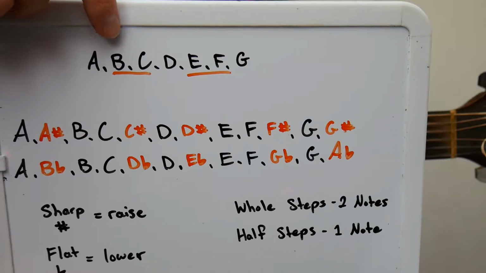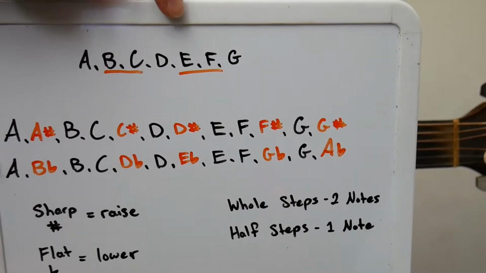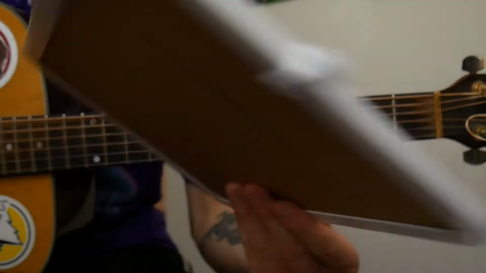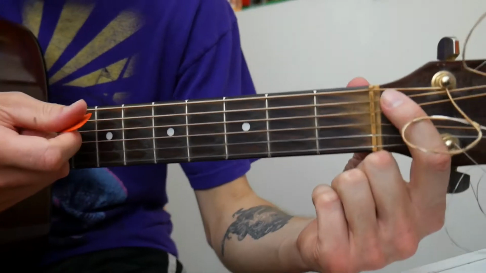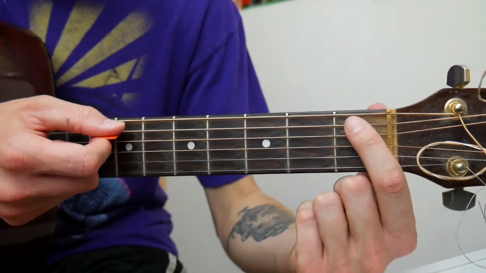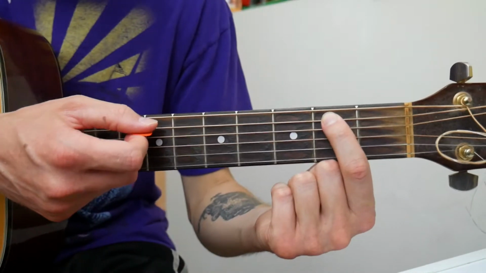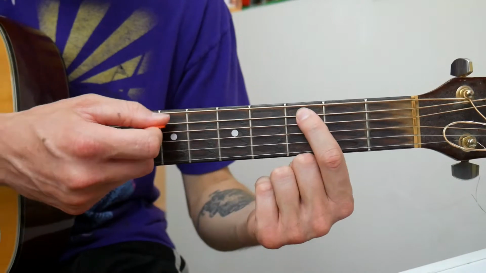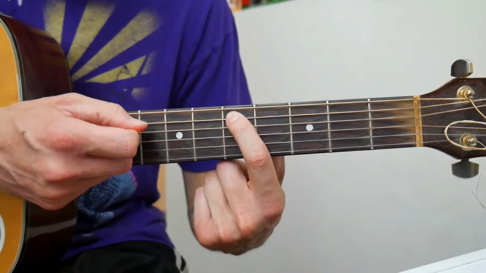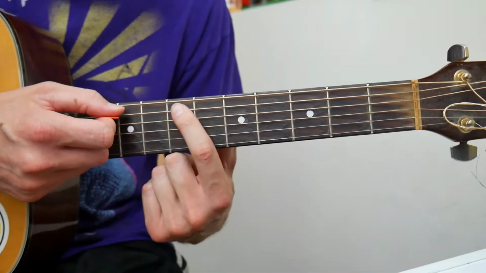The only ones that aren't whole steps are from B to C and E to F. Everything else is a whole step. So A to B is a whole step. Alright, so we're here, imaginary fret down here, we're going to go a whole step, so 2 notes, bam, bam. There's B. B to C, right next to each other. C to D, whole step, 2 notes. D to E, whole step, 2 notes.